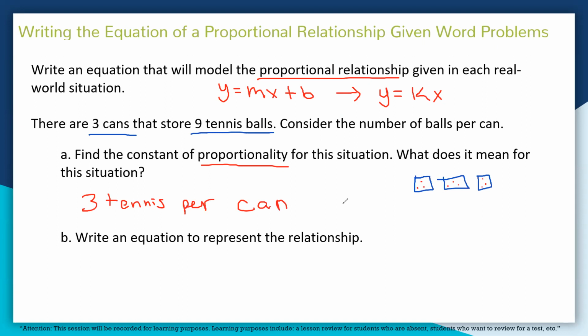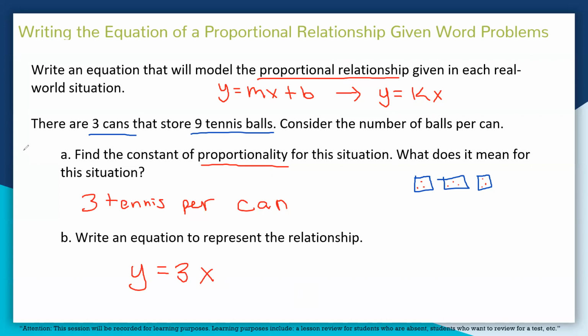We found the constant of proportionality and what it means, because what it means is that we have 3 balls in every individual can. So a lot of times that meaning is adding that label. It's not just saying the answer is 3. So the constant of proportionality is 3, and what it means is that every can has 3 tennis balls. So if we want to write an equation that represents this relationship, y equals 3x: 3 tennis balls per x number of cans. And then you could apply this to find others.